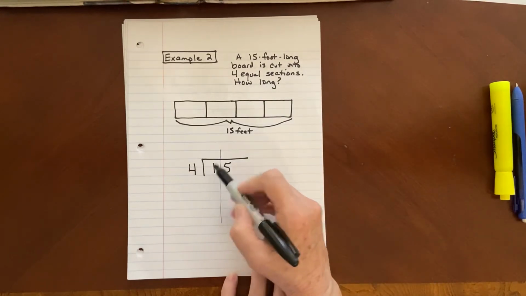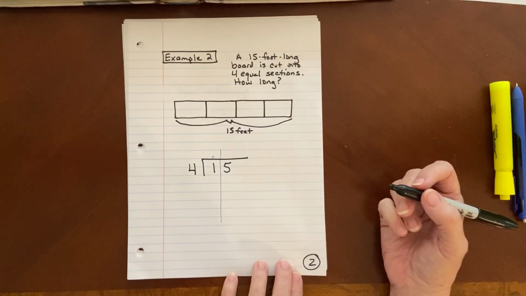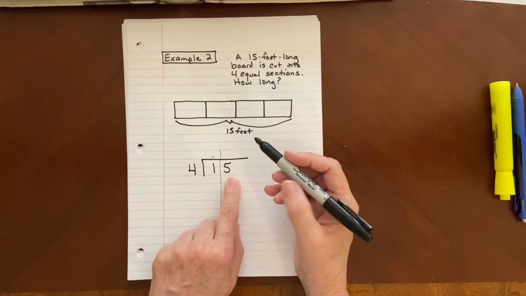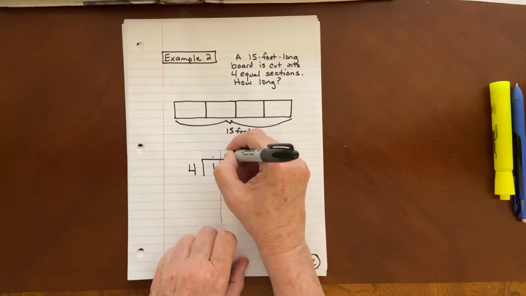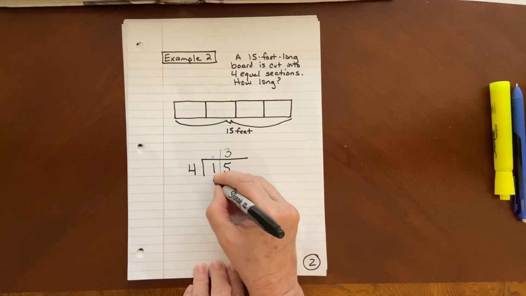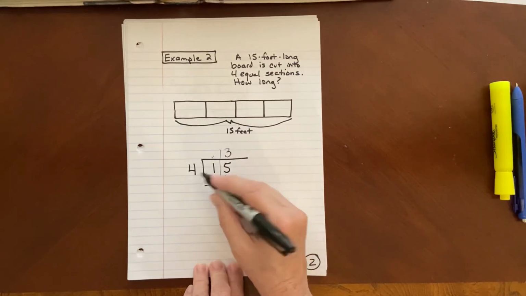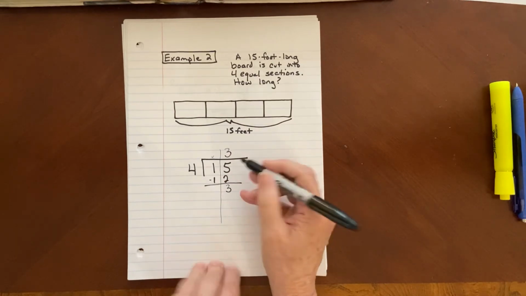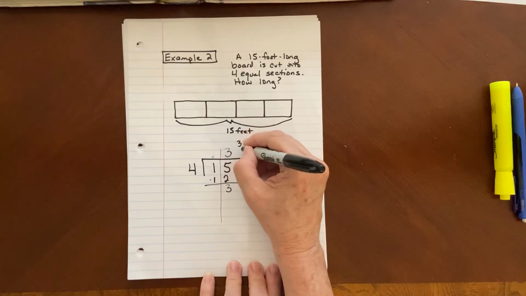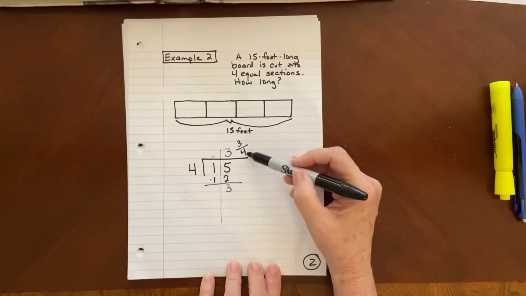Will 4 go into 1? No. So I can write a little X. I can put a 0, whatever. Now I'm going to move over because that didn't work. So will 4 go into 15? Yes, 3 times. 3 times 4 is 12. Subtract. Check. 3 is less than 4. I don't have anything left to bring down. So there's my remainder. There's my numerator. There's my denominator. Got my 3 from here, my 4 from there.